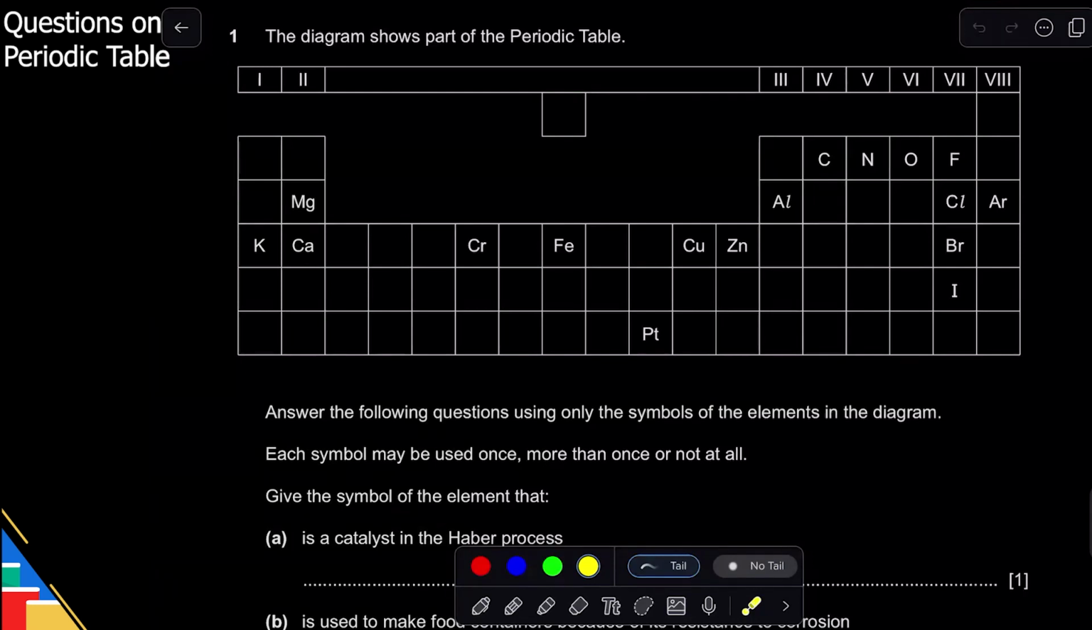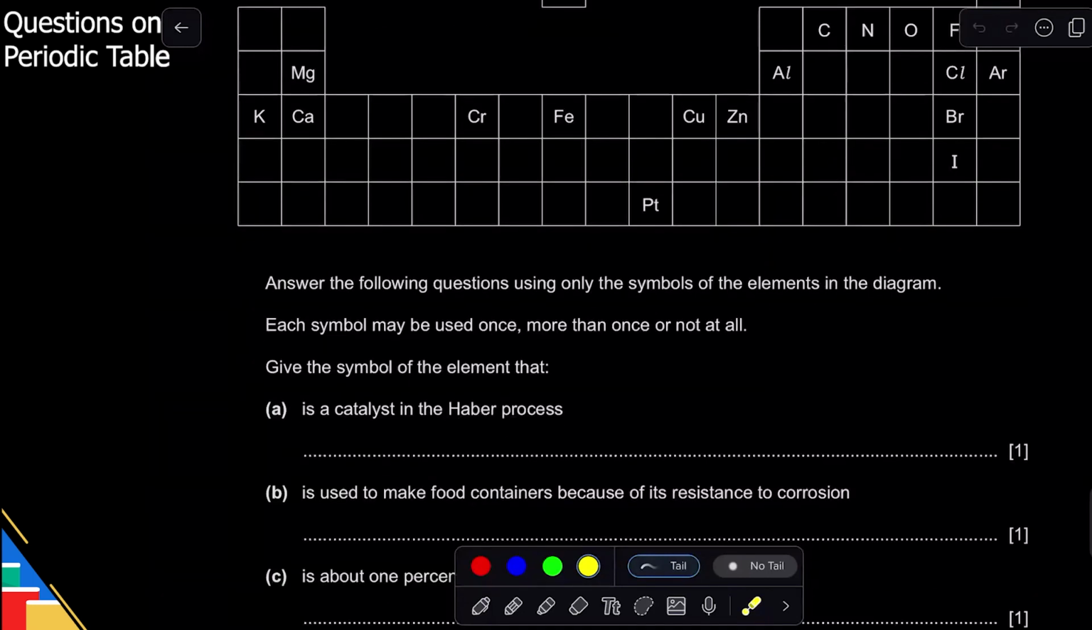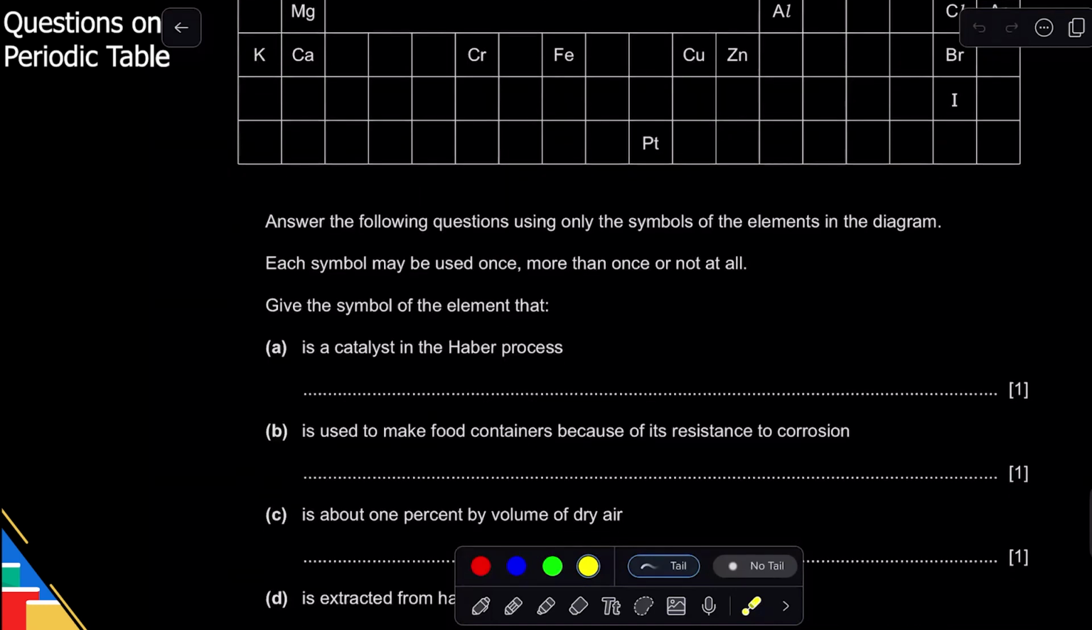Okay, so in this question, or in any question where they ask you to use only the symbols mentioned, you have to follow that. You have to make sure that you use exactly the way they're written in that question, not on the periodic table that you have at the back of your exam paper, but in that question. Each symbol may be used once, more than once, or not at all. So you can repeat. Give the symbol of the element that is a catalyst in a Haber process.